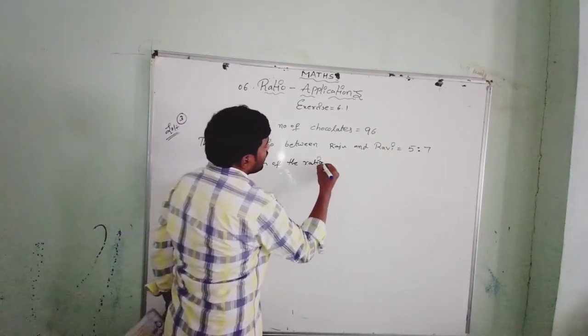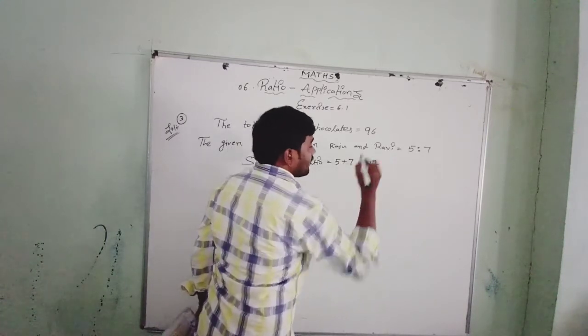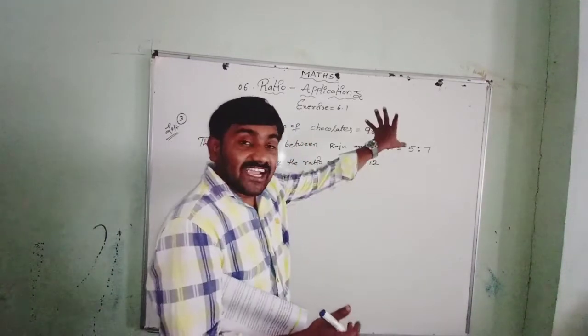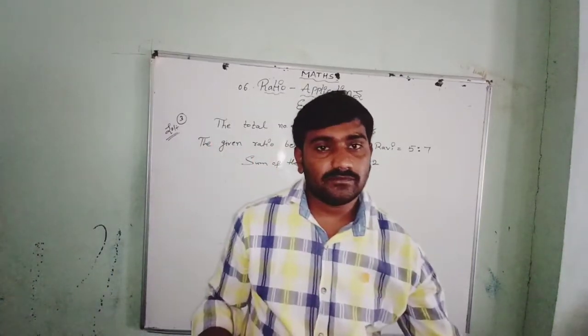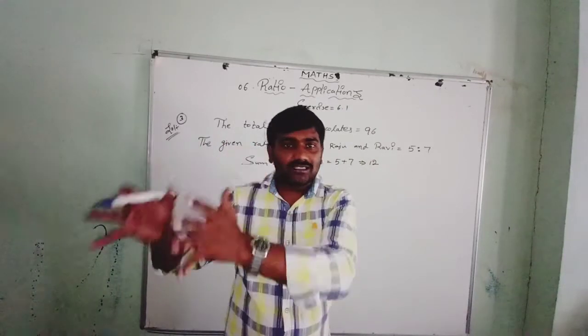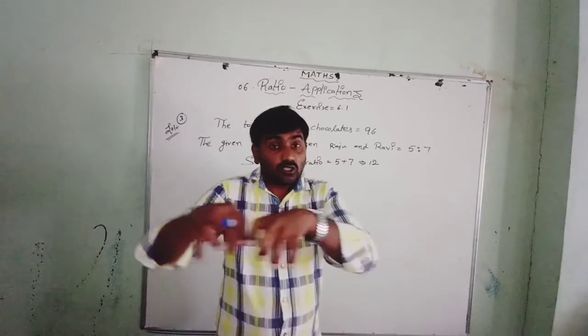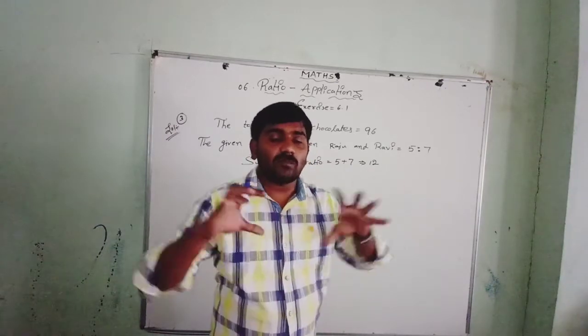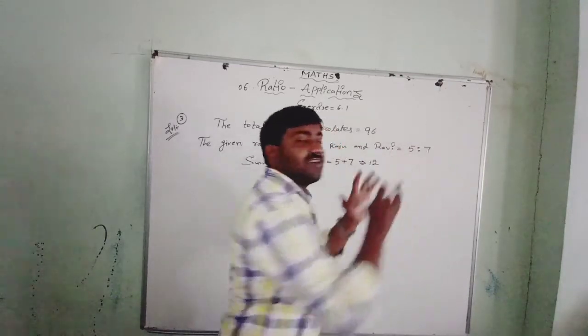The sum of the ratio is 5 parts plus 7 parts, which equals 12. That means we have to divide these 96 chocolates into 12 equal parts. In each and every part there should be an equal number of chocolates. From that, 5 parts should be given to Raju and 7 parts will be given to Ravi.